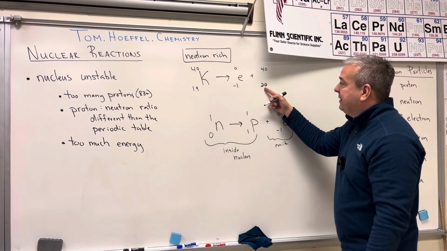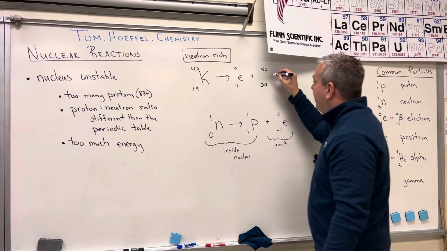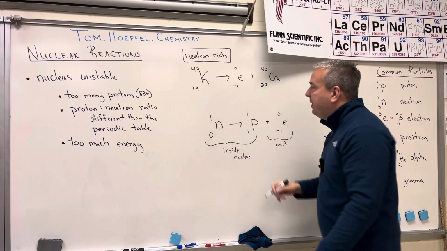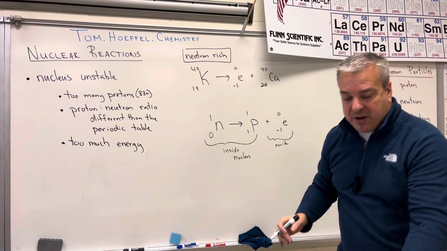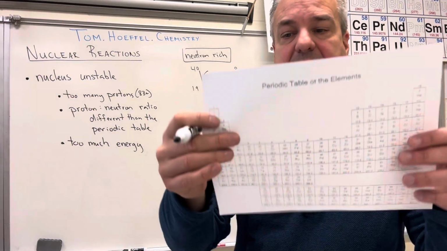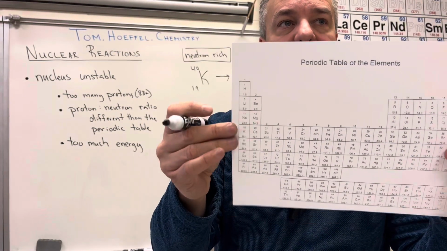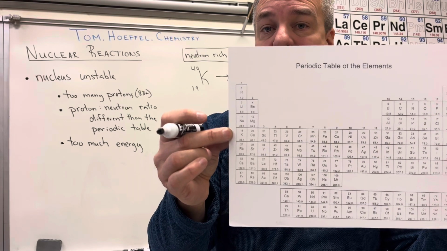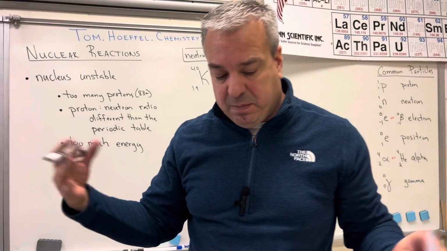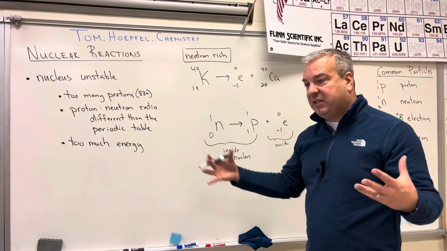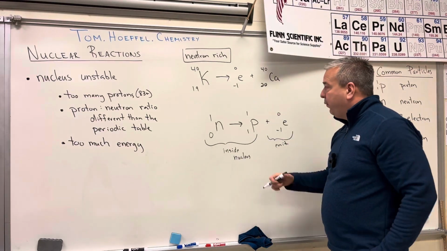When I look at the periodic table, what element has the atomic number of 20? It's going to be calcium, and we can see that if we look at the numbers for calcium on the periodic table over here, calcium has a mass of 40. That's what the periodic table is suggesting as the most stable isotope for calcium.